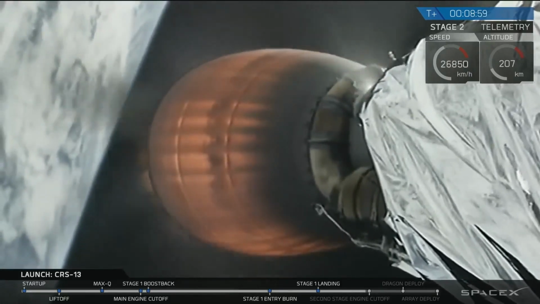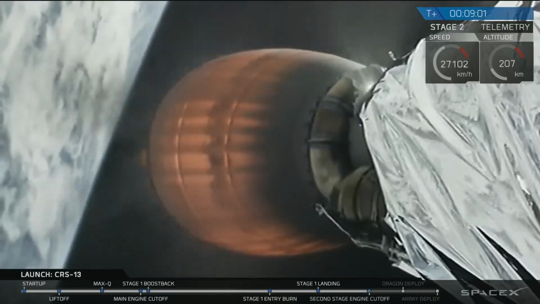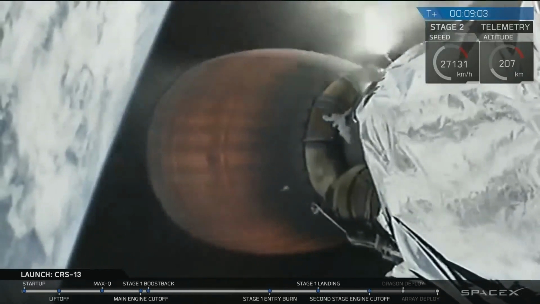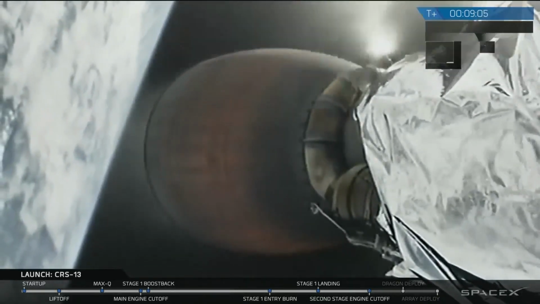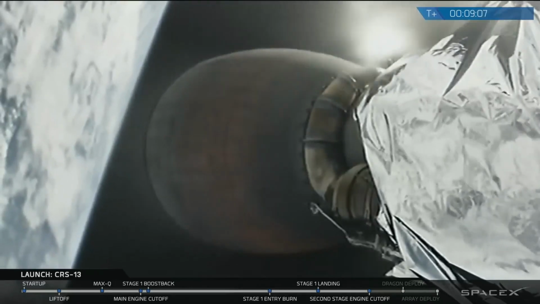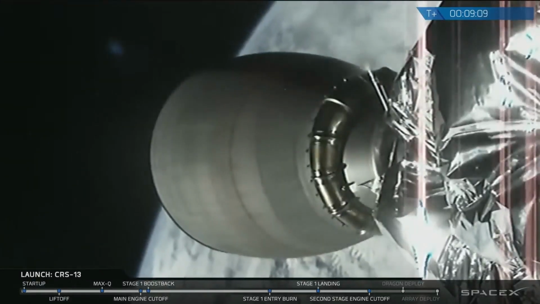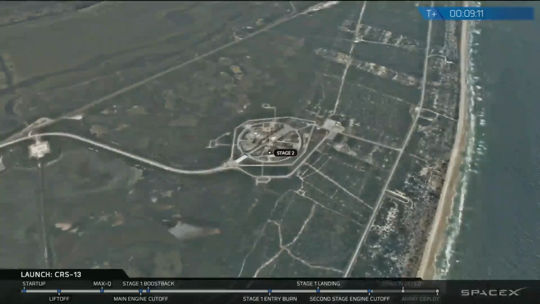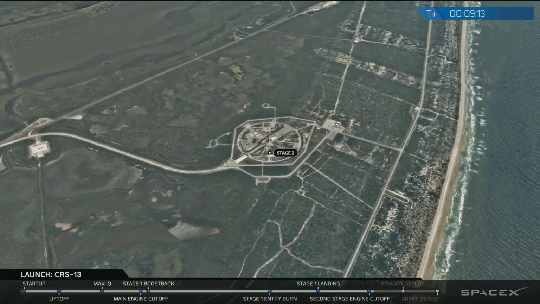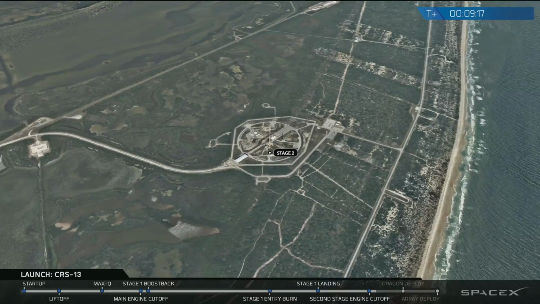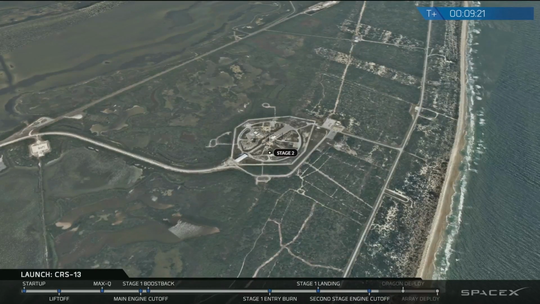For a geostationary transfer orbit, which is what the Falcon 9 is mostly used for, you would go all the way up to over 30,000 kilometers an hour. Since this is a low Earth orbit launch, it's now already done. GNC confirms good orbit insertion.